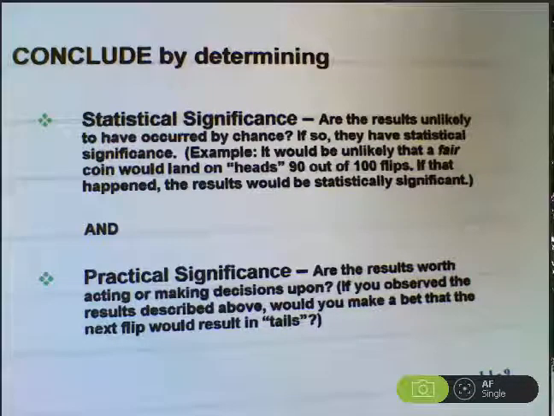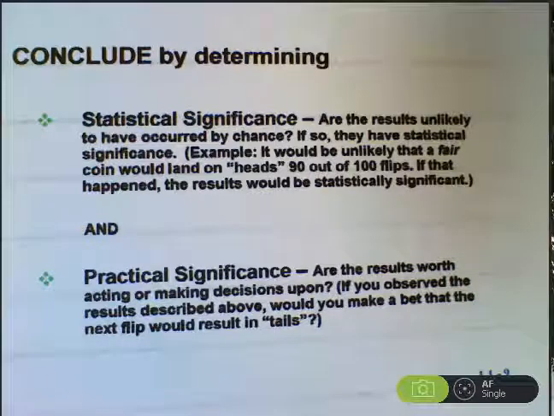For example, if you were betting on whether a coin would land on heads or tails, and you watched a person in front of you make the same bet, and you observe that 90 times out of 100, the coin landed on heads, that is not likely to happen by chance. That would make you think, this is not a fair coin. Those results are statistically significant because they're unlikely to have happened by chance. That should make you think this requires further observation.